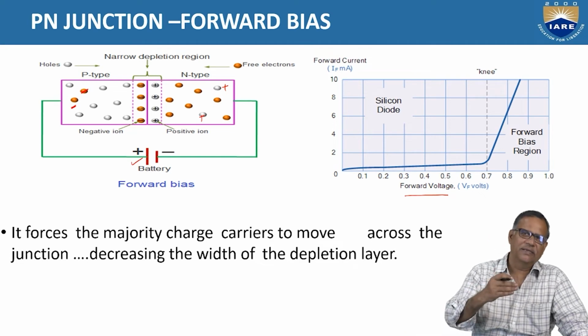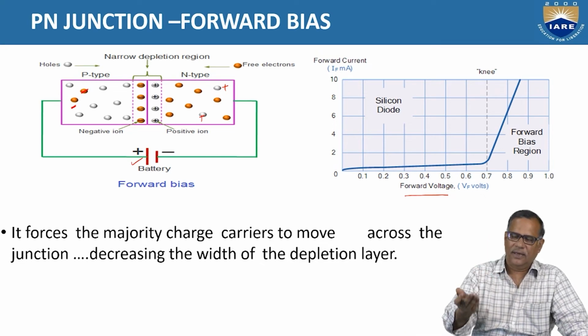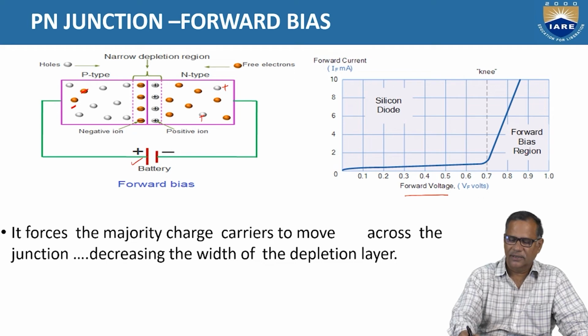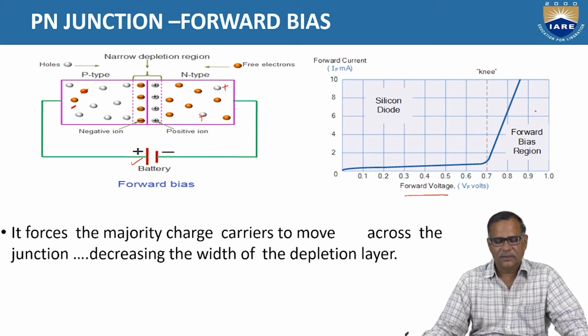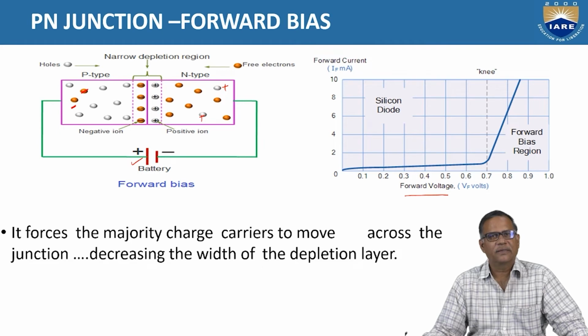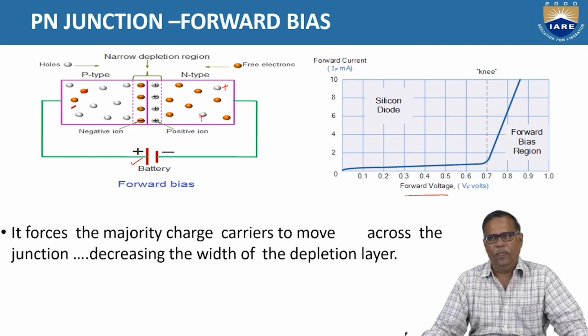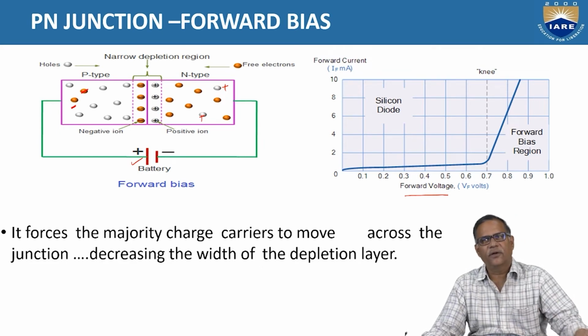And as we increase the forward bias, the current through the diode increases, as you see here. So after the cut-in voltage, it increases. So this is the VI characteristic of the diode. So this is for the silicon diode.